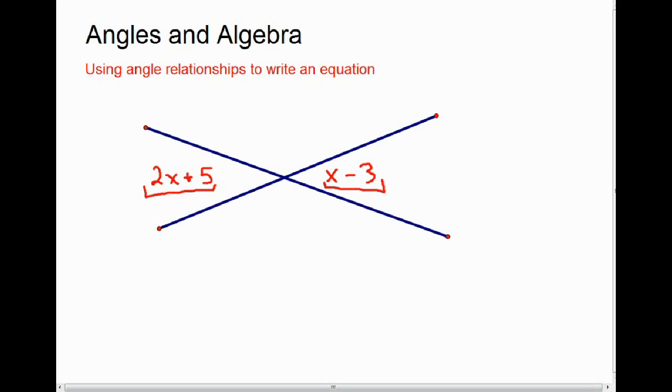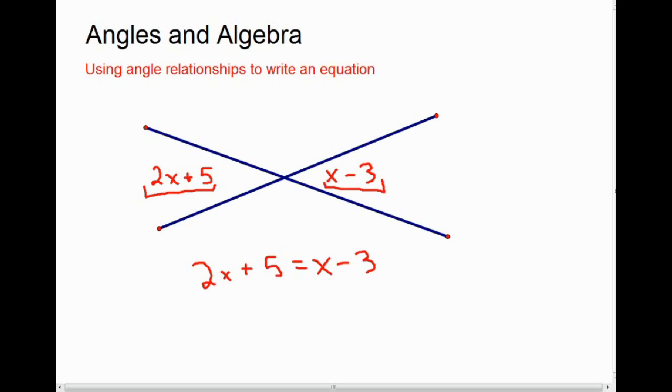Well, the mathematical symbol that we use for the same is equal. So if we want to write that relationship as a math sentence, we can say that 2x plus 5 equals x minus 3. And now we have an algebraic equation that we could solve. And again, I'm not going to go through all the steps of solving this equation here. If you need to, you can go back and review the videos that are in the algebra playlist.